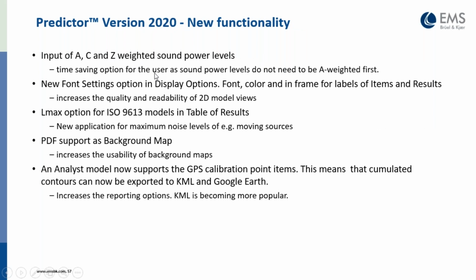Then looking at Predictor, I will handle the new features in Predictor, and Douglas will handle the new features in LimA. If you look at Predictor, there's now a new input option for A, C, and non-weighted sound power levels. In previous versions of Predictor, only A-weighted sound power levels could be entered. Now you can select what type of spectrum you are entering as a sound power level.